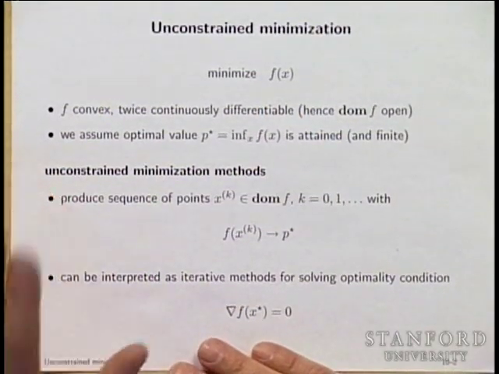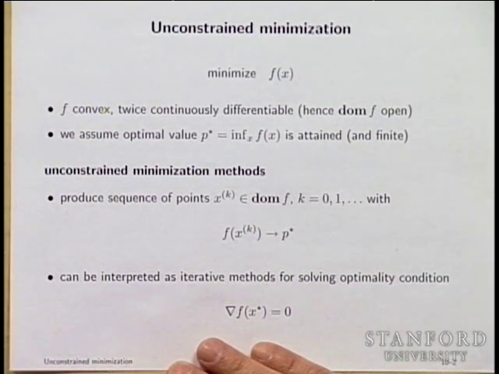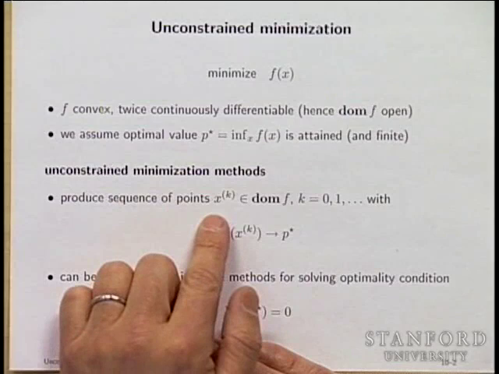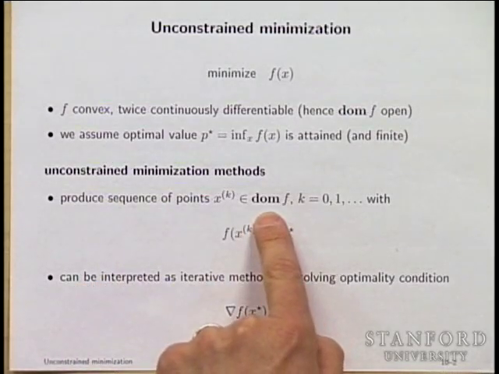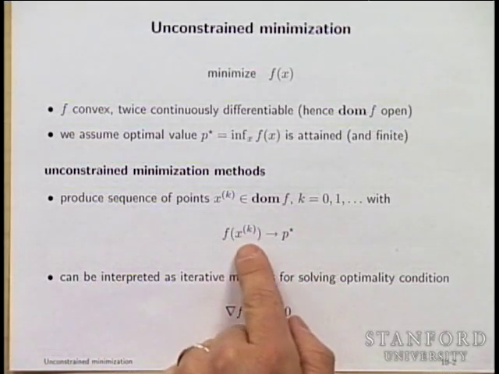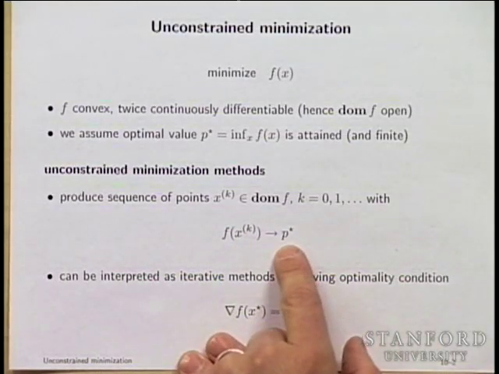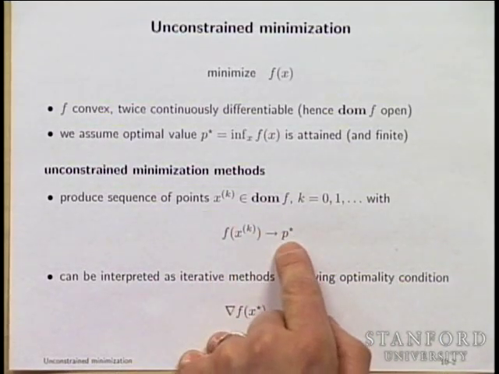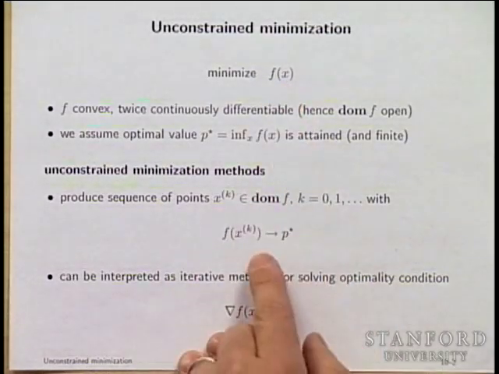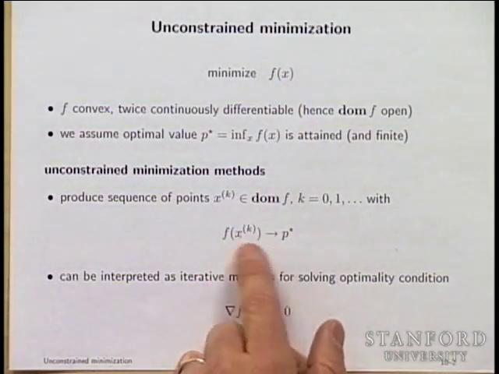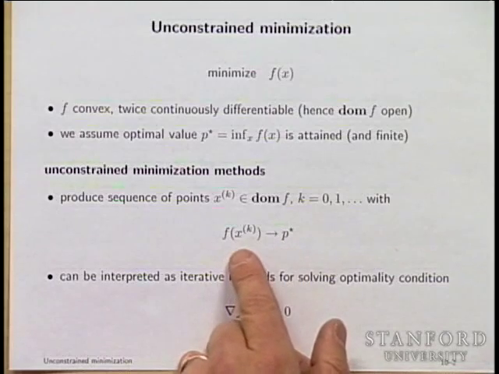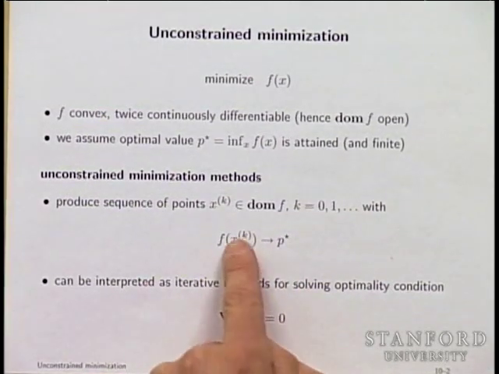By the way, there are lots of methods for this. We're going to look at methods that produce a sequence of points, all in the domain, and the function values are going to go to this optimum value, p star. In the case when p star is minus infinity, that means this is unbounded below. You also call this a minimizing sequence, because in that case, of course, the x's don't converge.